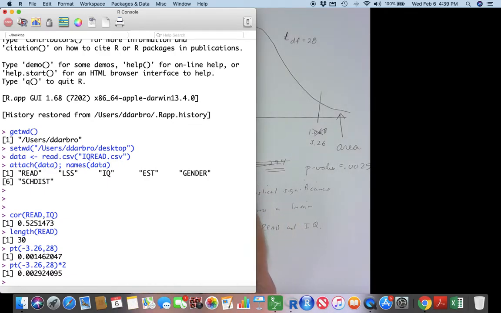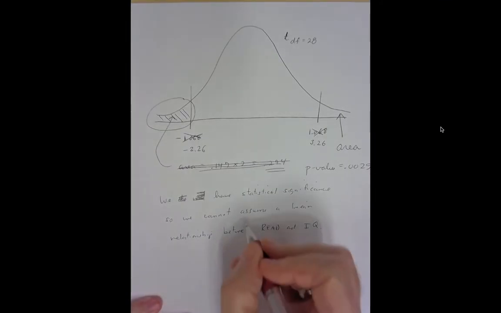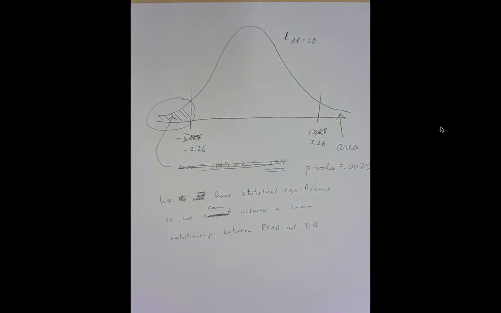So we have statistical significance. So we can assume a linear relationship between read and IQ. So guys, remember these values. The test statistic was equal to 3.26, and our p-value was equal to 0.0029. So keep that in mind.